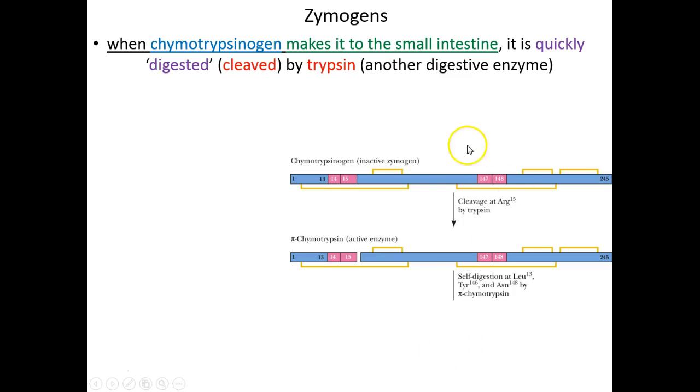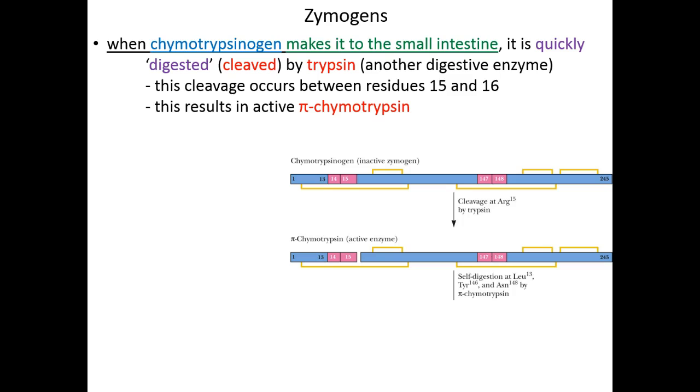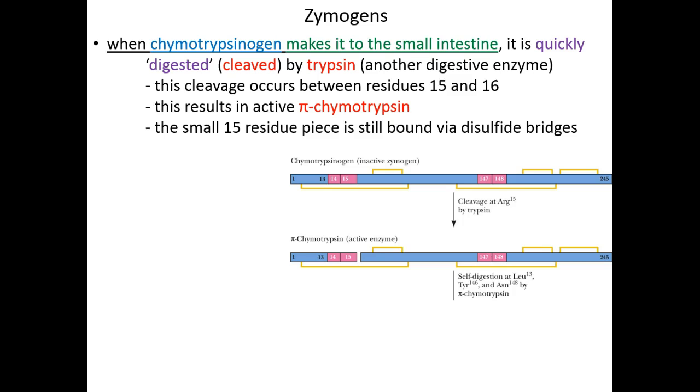So the action of trypsin creates this version of our protein. We call this protein now pi chymotrypsin. It's no longer chymotrypsinogen because we're going to see in a moment it has some activity, but it's not the complete form of chymotrypsin either. So pi chymotrypsin is active. It contains that first 15 residues. They're just held in place by disulfide bridges.